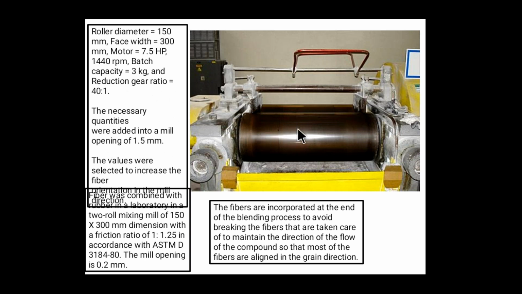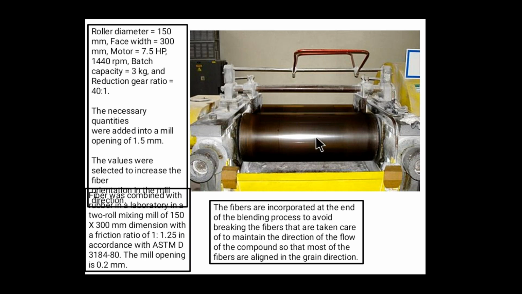The necessary quantity of material is added to the small opening between the two rollers. The small opening is 1.5 mm. Those values were selected to increase the fiber orientation in the mill direction. Here the fiber was combined with the rubber in the laboratory with two-roll mill mixing.